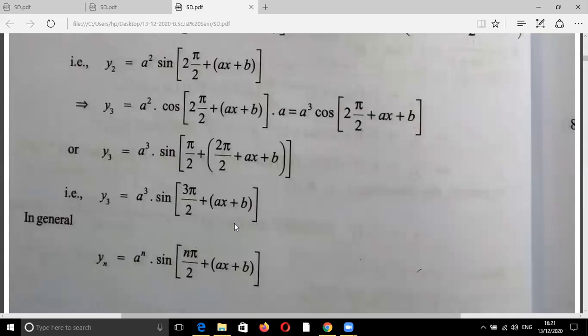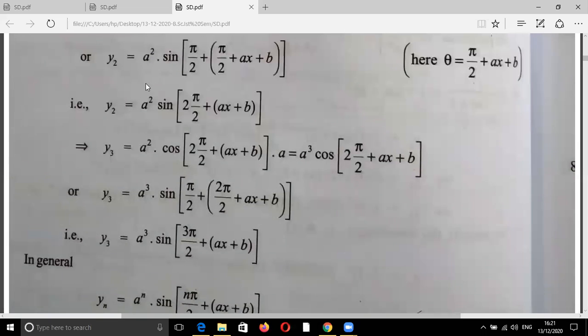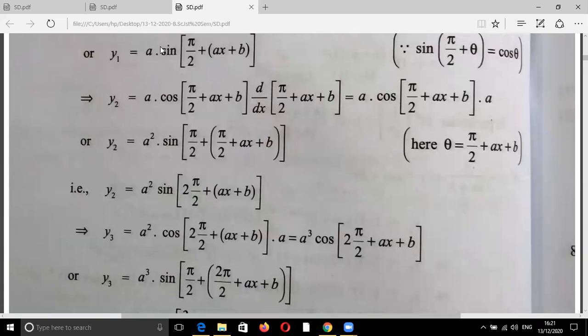Again you rewrite that as a cube into sin(pi/2 + 2 pi/2 + x + b). And here, the same way, y3 = a cube sin(3 pi/2 + x + b), where you are adding 3 into pi/2. Now you have to write the general one. For y3 you are adding a cube, for y2 a square, and for y1 a into 1, which is not written but understood.